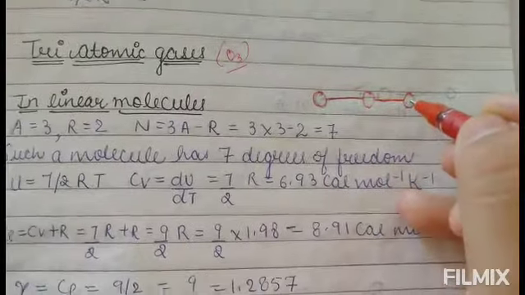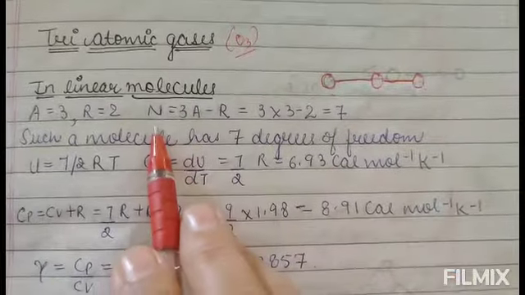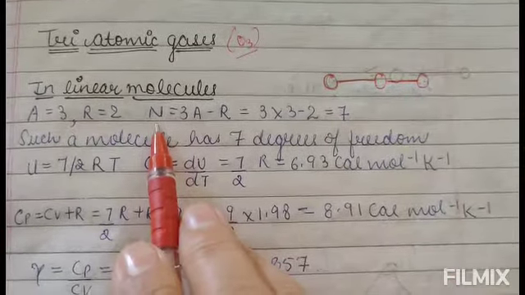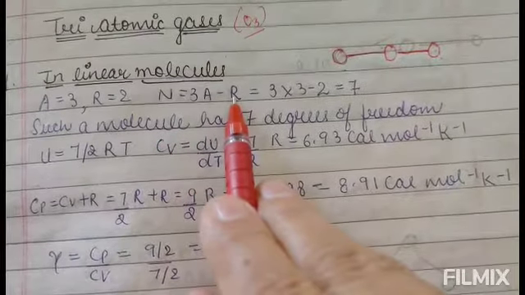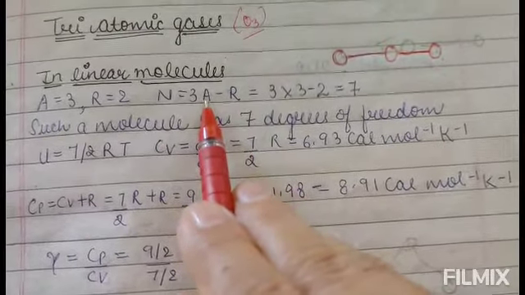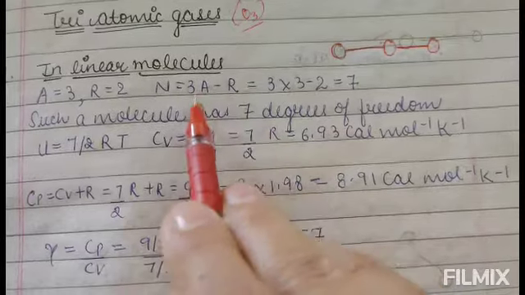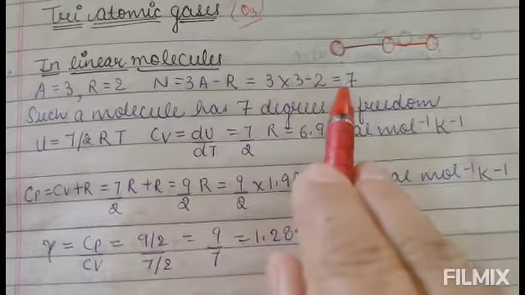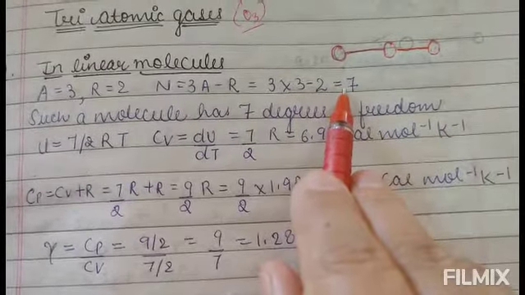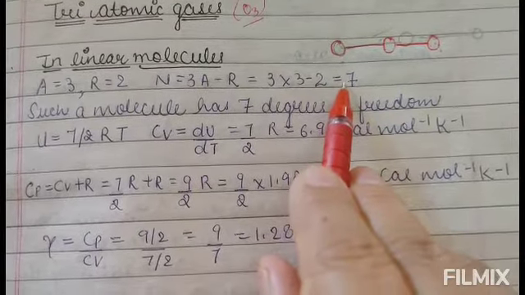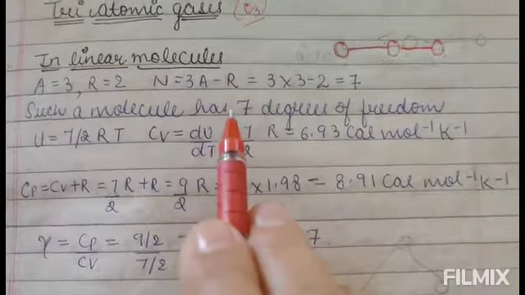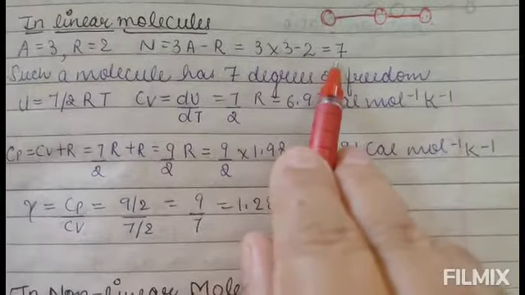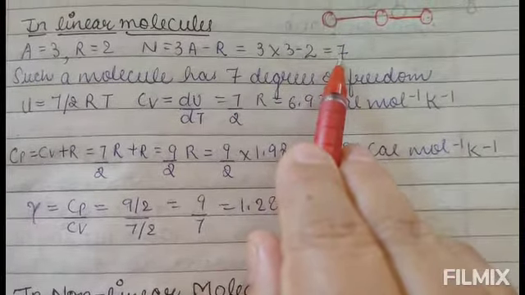So the number of degrees of freedom we can calculate here, n equal to 3a minus r, by this formula, where a is 3 and r is 2. So 3 3s are 9, minus 2 is 7. So in such a case, the triatomic gases, if the atoms are linearly arranged, have 7 degrees of freedom.